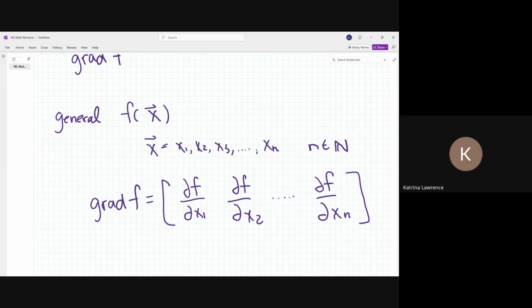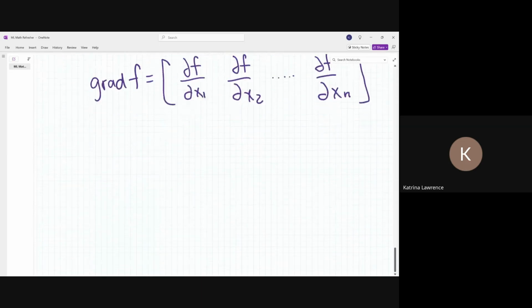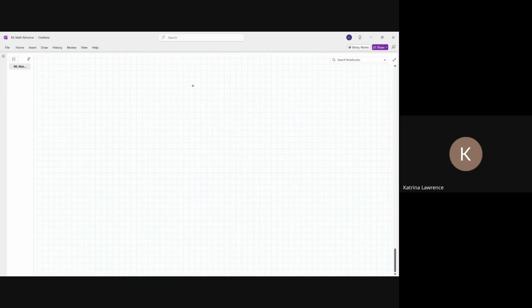And just to clarify, this is the gradient for scalar functions. So f is a scalar function in this case, not a vector function, but we're in a multivariable setting, so we have multiple independent variables. I'll go ahead and show you an example of how we can calculate a gradient.